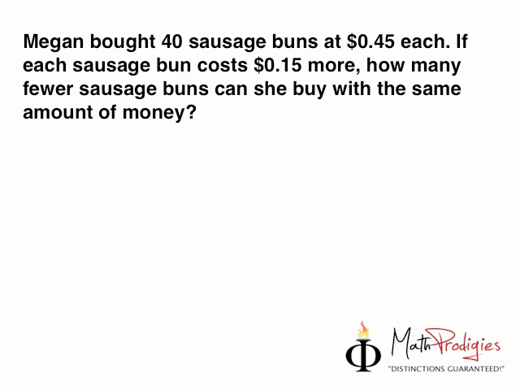That means, let's say something happens, okay? Let's say suddenly the person who sells the sausage bun decides to charge 15 cents more. Now, how many fewer sausage buns can she buy with the same amount of money? Okay, this is level 2 math, a bit difficult, but I know you can do this because you are a super math prodigy.